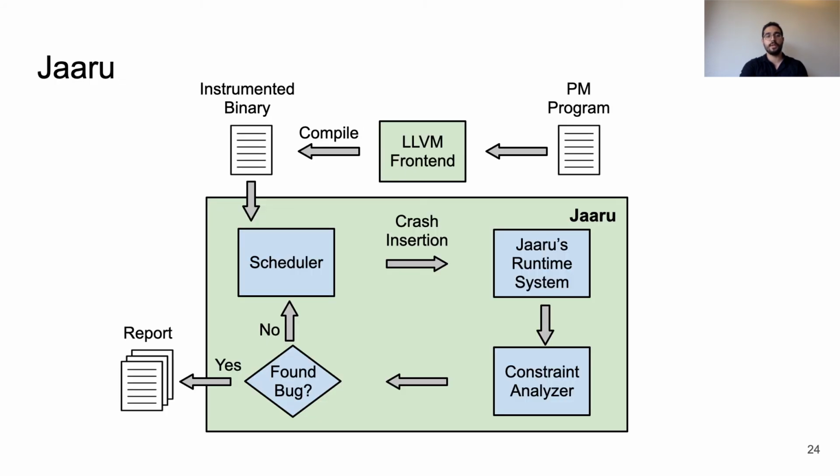To use Jaaru, the persistent memory program has to be compiled with Jaaru's LLVM frontend, which instruments memory and cache instructions. Then, after running the program, the scheduler identifies potential crash points and the runtime system runs the program and simulates crashes. Jaaru analyzes the executions and refines the corresponding constraint for each cache line. If it finds bugs in the program, it reports them to the user. Otherwise, it repeats the process until there are no more new executions.